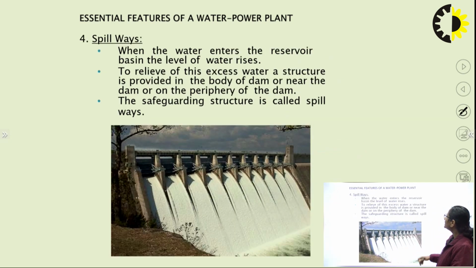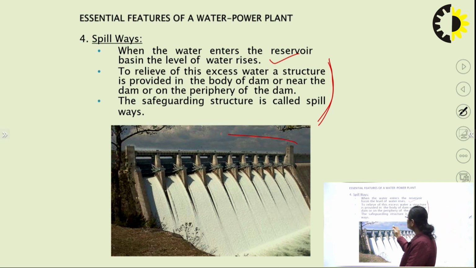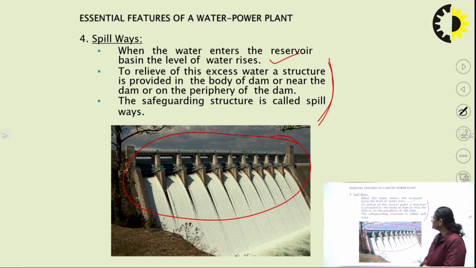Spillways. When the water enters the reservoir basin, the level of water rises. To relieve the excess amount of water, a structure is provided in the body of the dam itself, or near the dam, or on the periphery of the dam. The purpose is to release excess water to protect the dam wall, to protect the dam structure from the forces that will be exerted over it because of excess water. This safeguarding structure used for the safeguarding of the dam is said to be the spillway.